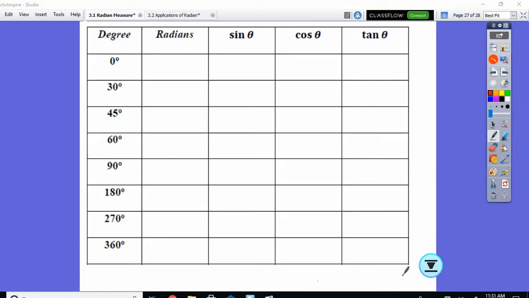Your quiz tomorrow is going to have two things. It's going to have this table and a blank circle. So essentially, you know exactly what it is. I'm going to do it with you today, and tomorrow you will have to do it. This table, it's really all stuff we've done before. The only new component on the table is this radians column.